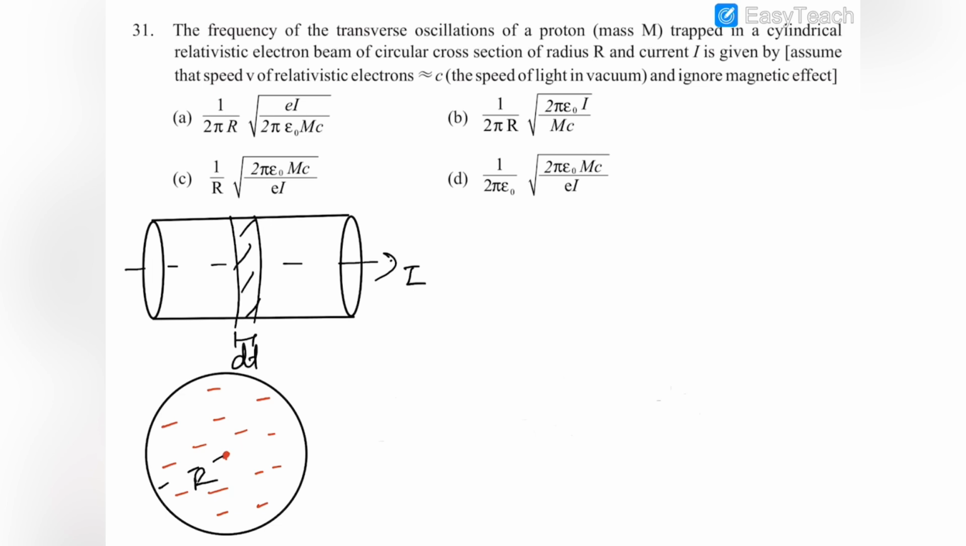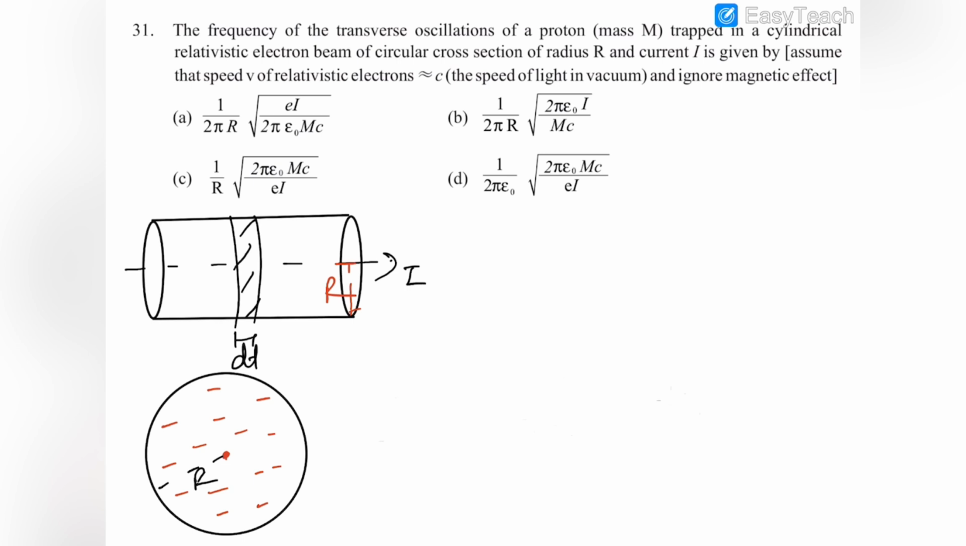In this question, there is a proton which is trapped in a cylindrical beam of electrons which is moving with a speed of approximately the speed of light, and the radius of that beam is r, and that beam is carrying a current of I. We have to ignore any magnetic effect. So let us see what is happening here.